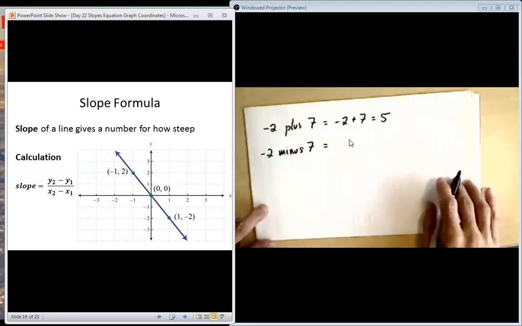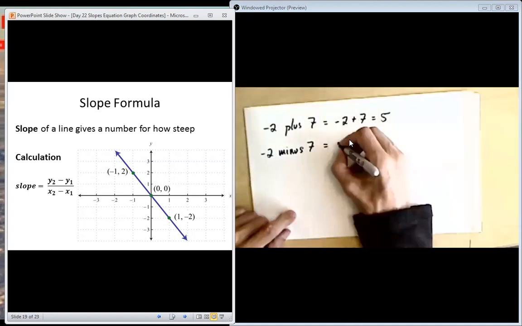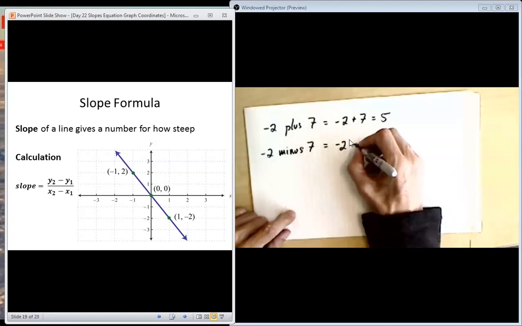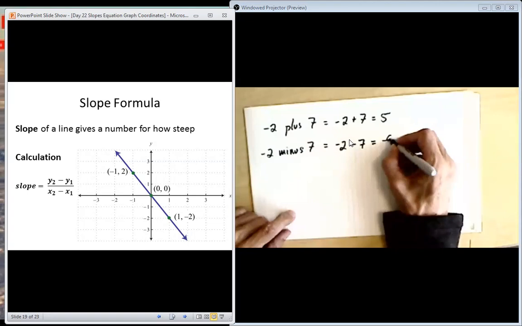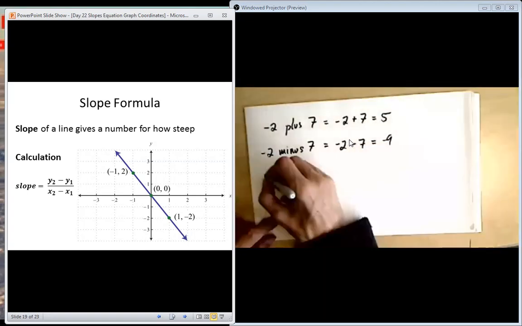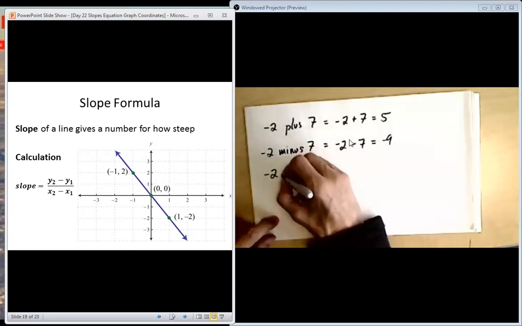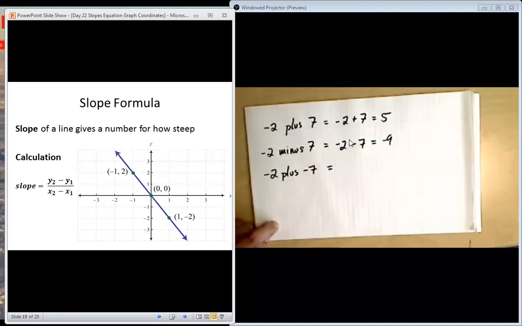-9. -9 from Zoom, that's right. So that's going to look like this. -2 subtract 7. So we get -9. Okay. How about this one? -2 plus -7.